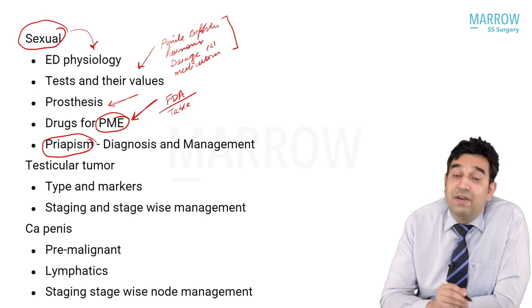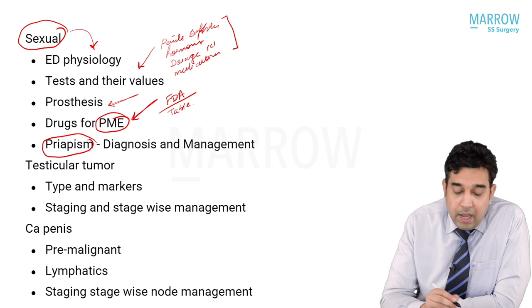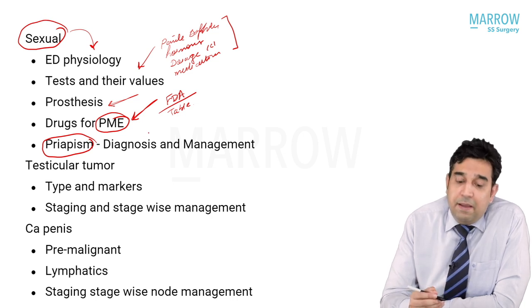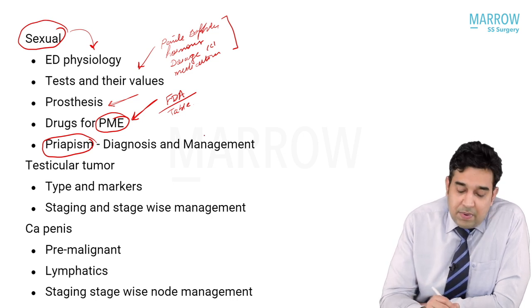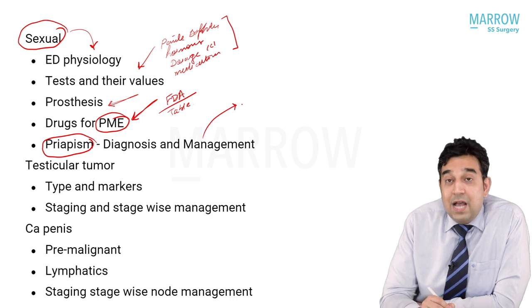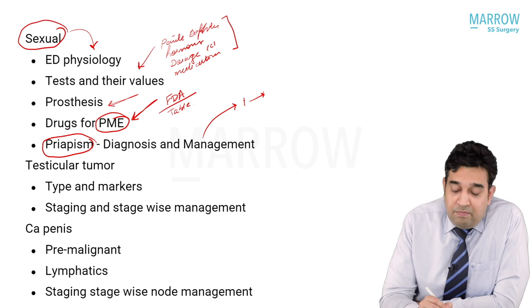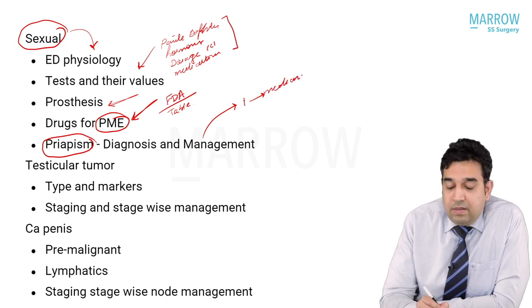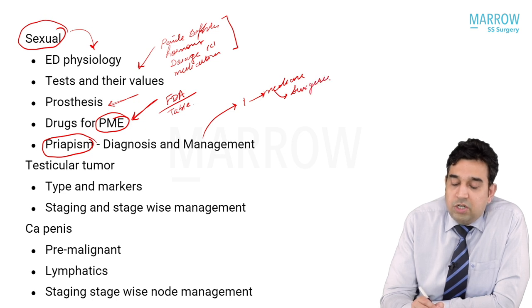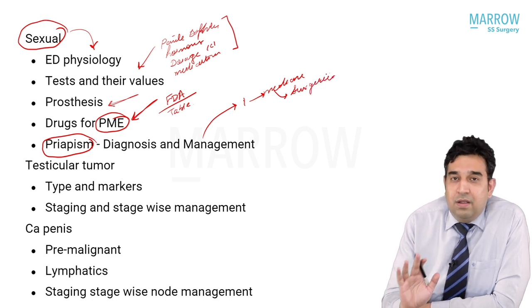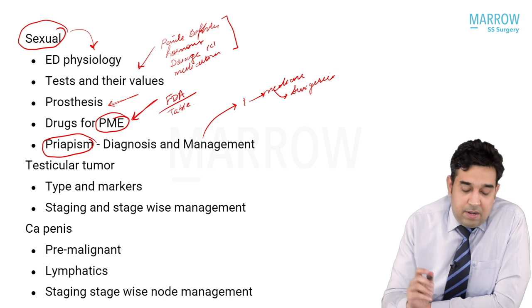Priapism also is another very important clinical scenario. We should know how to differentiate the various types of priapism, and then how to manage it, first with aspiration and evacuation, then with medicines, and then eventually with surgery. So the distal shunts and proximal shunts should be well clear in your mind. You should have a table around it.